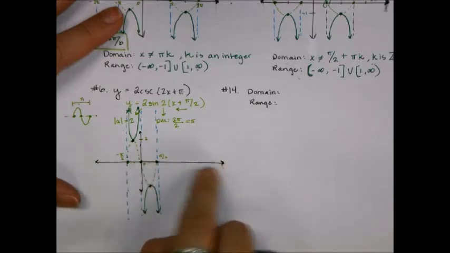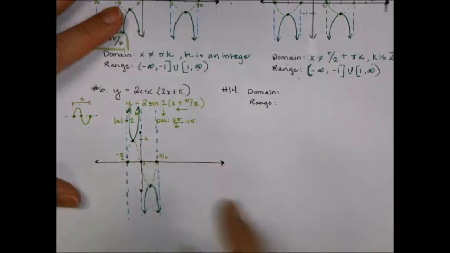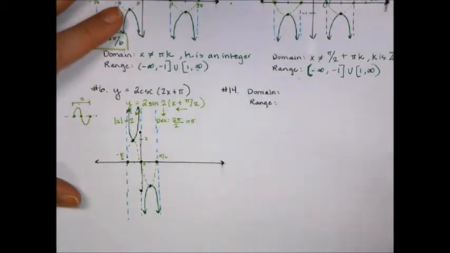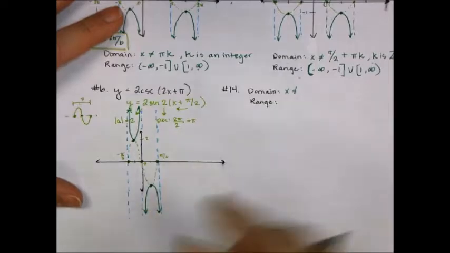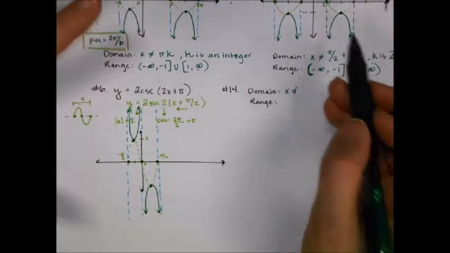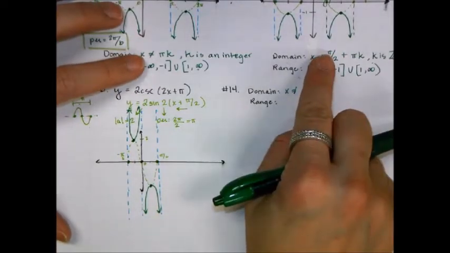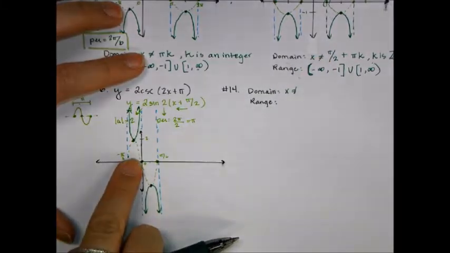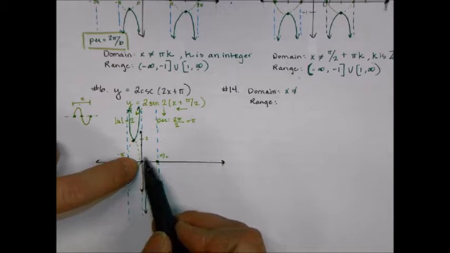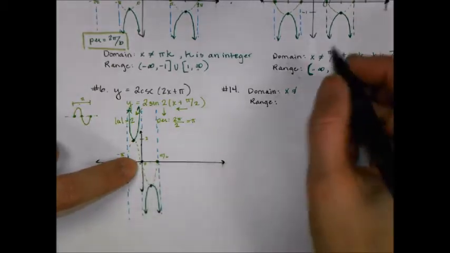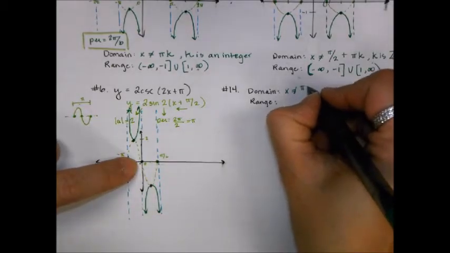So all we need to write is x cannot be. You would start with either your smallest positive value or 0 if 0 is an option. So x can't be 0 plus every pi over 2 units. So we'll just say any multiple of pi over 2, where k is an integer.